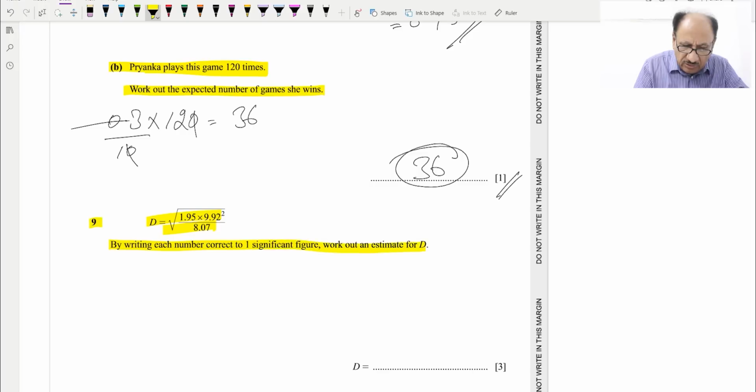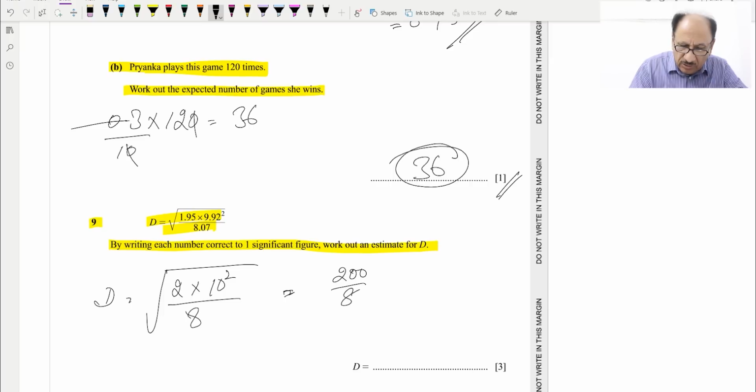By writing each number correct to one significant figure, work out an estimate of D. So we can write D is equal to one significant figure. 1.95 will be 2, 9.92 can be 10, and its power will also be there. So 8, and now we can rewrite it. 10 squared will be 100, so 100 times 2 will be 200. 200 over the square root of 8, and they are saying one significant figure.